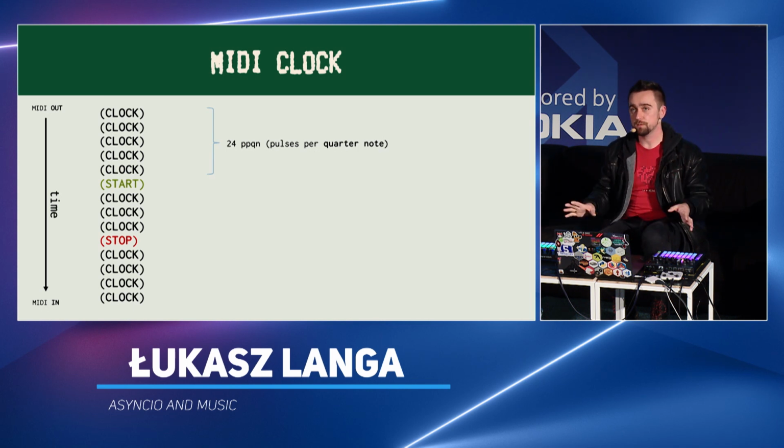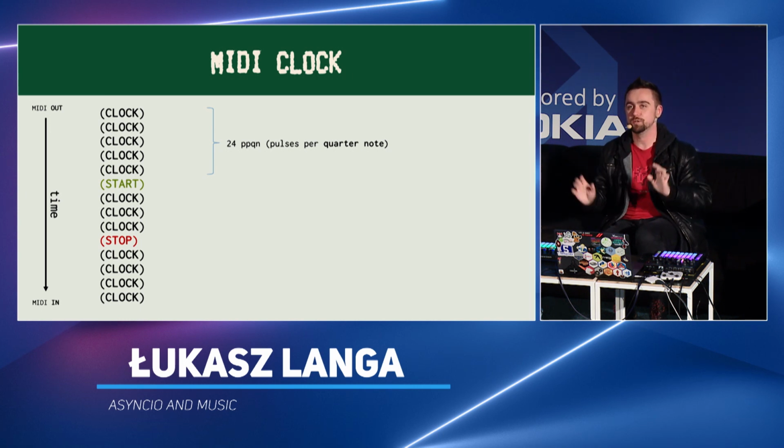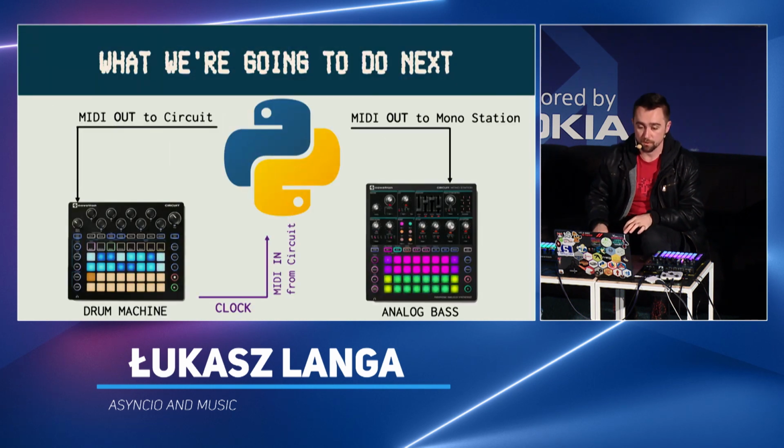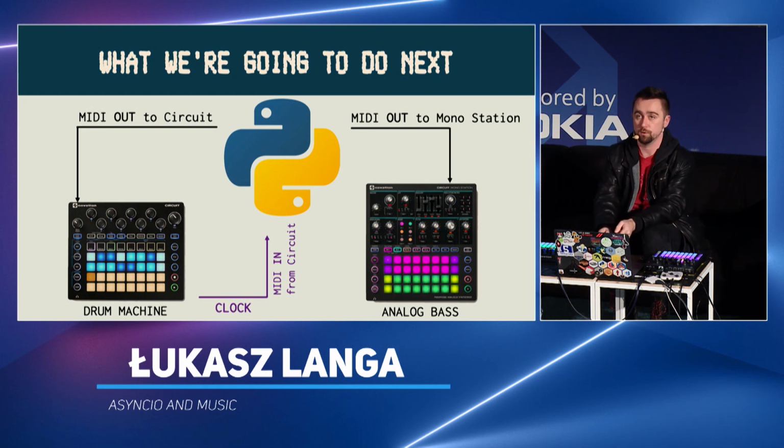So having all this boring theoretical knowledge now in your heads, we can proceed to the actual practice part, to see the demo of what I wanted to share all along. I had to have this introduction so that we are on the same page. What we're going to do today is use the drum machine and the monophonic bass synthesizer as instruments sequenced with Python from this laptop right there.